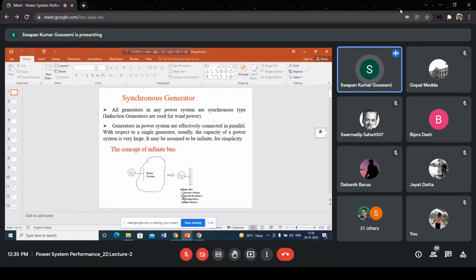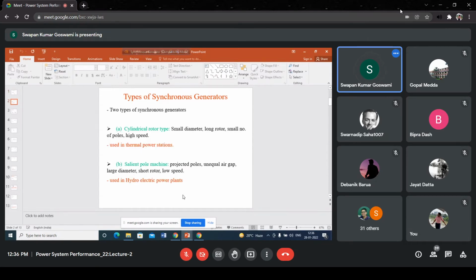We are making this assumption to make our analysis somewhat simpler, so at the beginning we shall assume the generator to be connected to an infinite bus. Later on, when we learn how to analyze the performance of the system, we shall be in a position to consider the system to be finite. That means its frequency will be changing, its voltage will be changing, and everything will then be taken care of. Okay. So any question up to this?